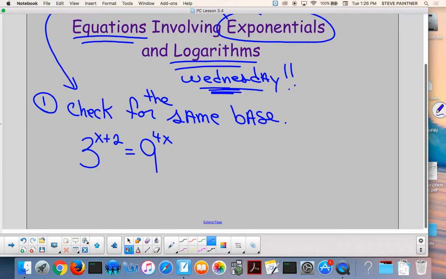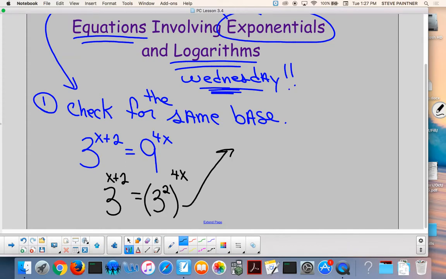Yeah. Which one would you like to switch? The 9, I heard. So 9 is really what? 3 squared. There, you just made them the same base. 9 is 3 squared, and 3 is good. Leave 3 alone. But when you change 9 to 3 squared, it's still raised to the what? 4x, right? Now you have to know something about your exponent properties. When you raise a power to a power, what do you do to them? You multiply. So 3 to the x plus 2 equals 3 to the 8x.